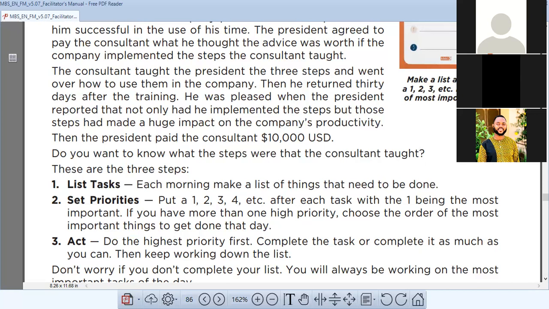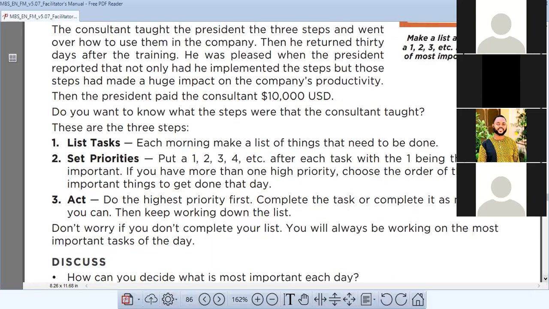Okay. So it says now, do the highest priority first, and you need to complete that task, or complete it as much as you can. So if you can't complete all of it, do the best that you can from that first priority. And then keep moving down the list. When you finish that, you go to the next task. If you don't finish that task for the day, that's all right. Just focus on what you have done for that day.